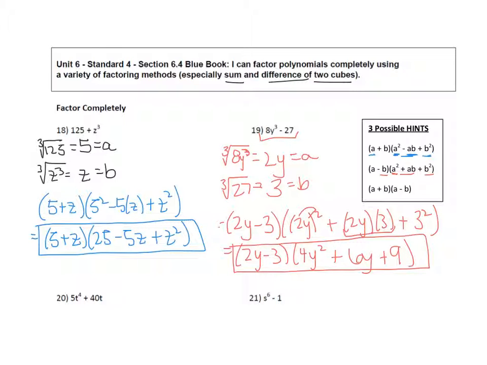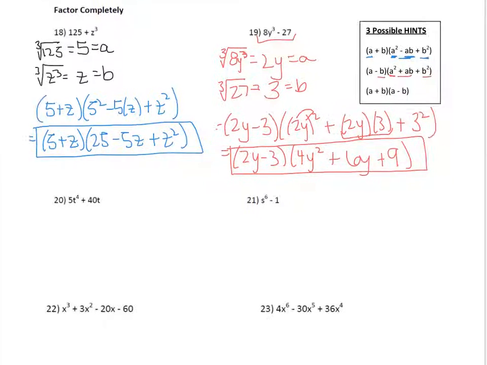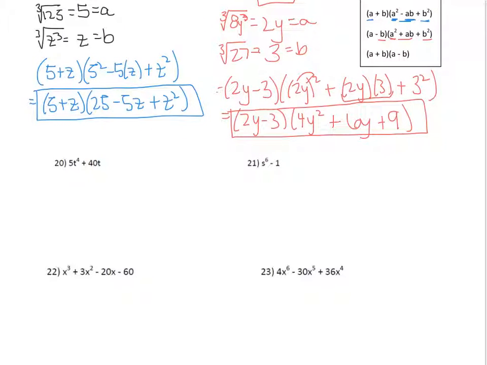Okay, I do want to go over number 20 because we need to take out a GCF first. Take a look at these two terms. Always start out, can I factor out a greatest common factor with any factoring problem? So if you notice, they both have a 5t in common. So I'm going to take that out. I'm going to divide both terms by a 5t. We end up getting t to the third plus 8.